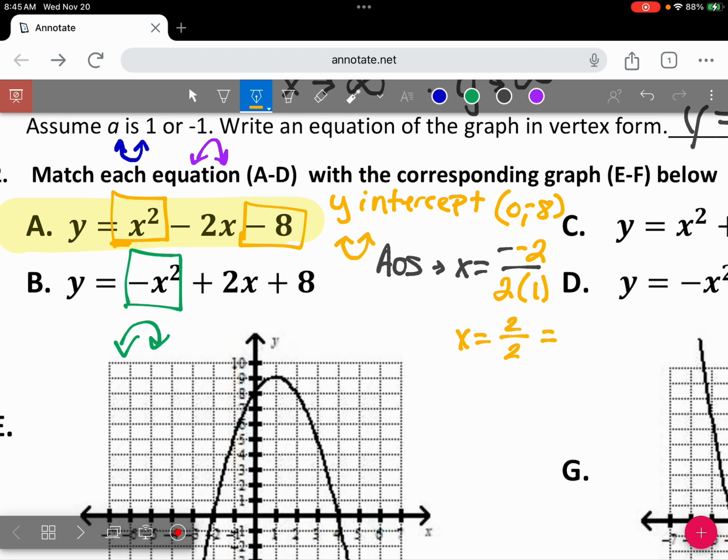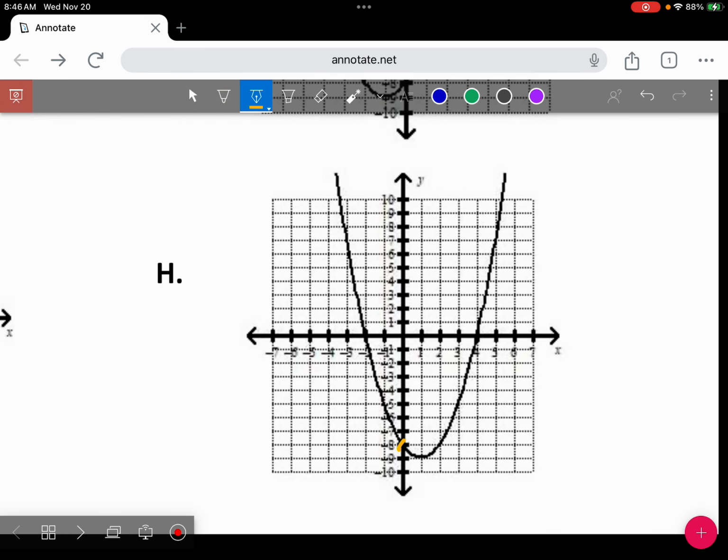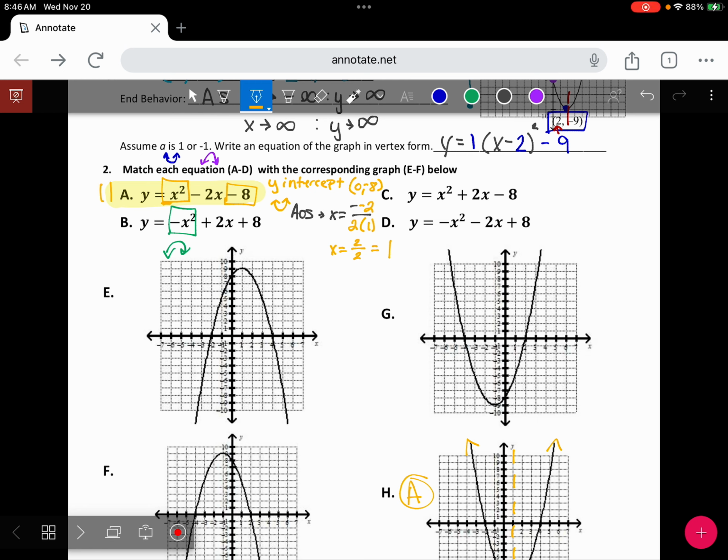So where's our axis of symmetry? What is +2 over +2? 1. So which of these graphs here, G or H, has an axis of symmetry at +1? H. So this has our y-intercept at (0, -8), we have our axis of symmetry at +1, and it is in fact a happy face. So this matches up with equation A, or you can say this matches up with graph H.